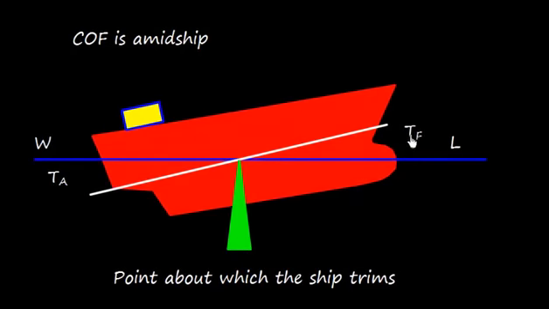Since the center of flotation is amidship, the change in the draft forward, that is TF, and the change in the draft aft, TA, will be equally divided. So we can say that TA will be equal to TF.